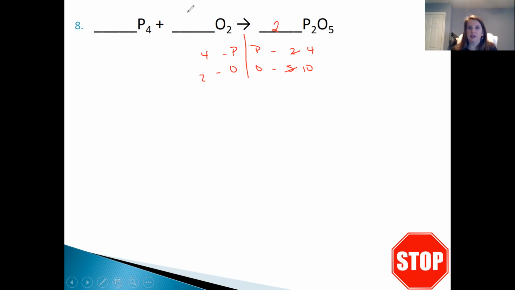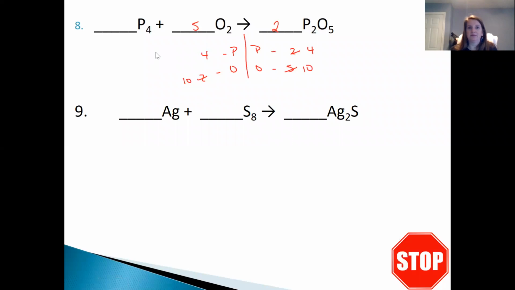So what coefficient is going to go here in front of the oxygen? A 5, because 5 times 2 is 10. And let's check our work. I've got 4 phosphorus. I have 4 phosphorus. I have 10 oxygens. I have 2 times 5, 10 oxygens. So this one is balanced.